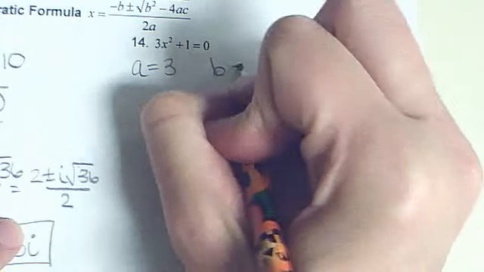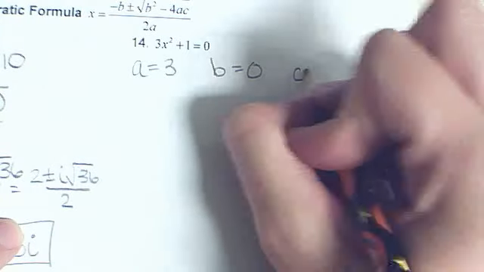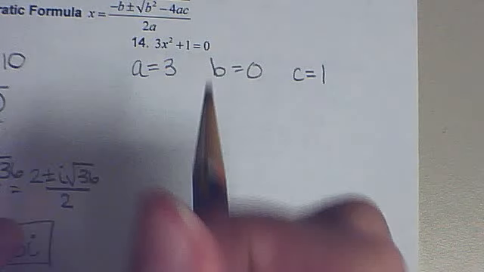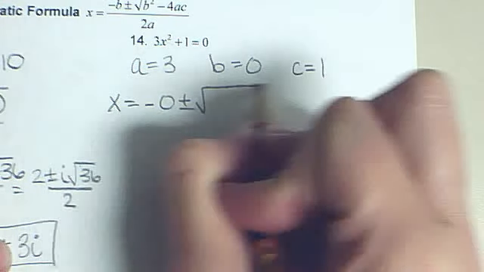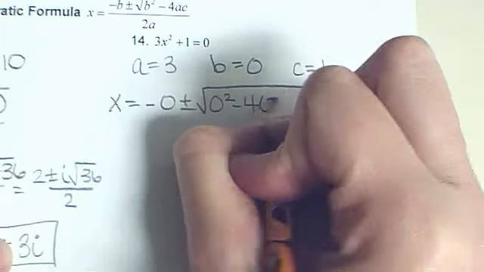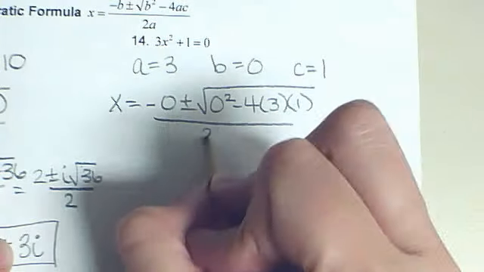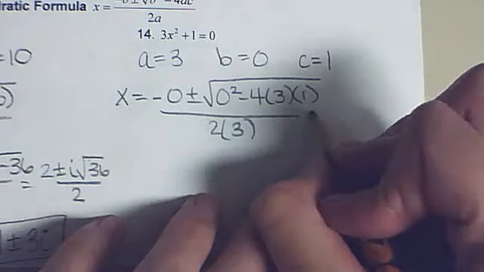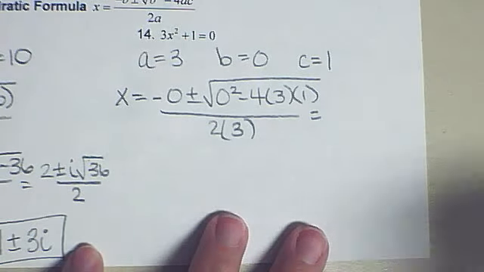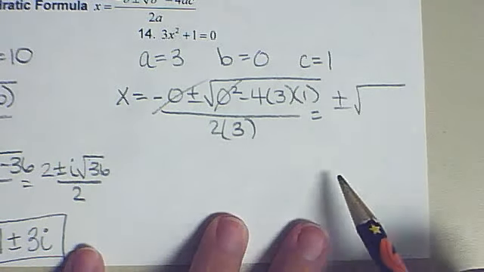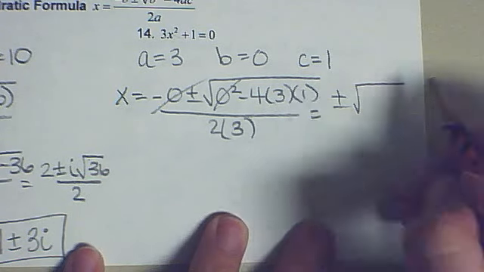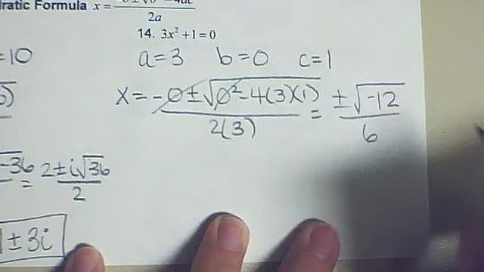Okay, last one, number 14. If a is 3 and b is missing, that means b is 0 and c is 1. Now I say b is missing because there is no x term here. And that's important that you know what to do with that. Okay, x equals -b plus or minus the square root of b squared minus 4 times a times c all over 2 times a. -0 just falls away because there's no such thing. So I have plus or minus the square root of 0 squared goes away. I've got -4 times 3 times 1, which is -12 over 6.